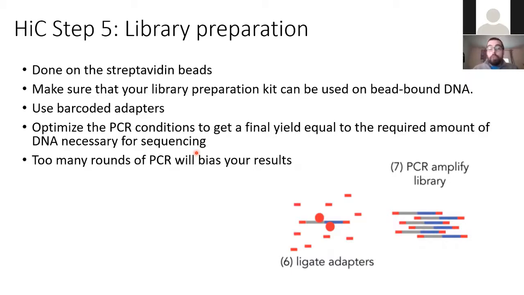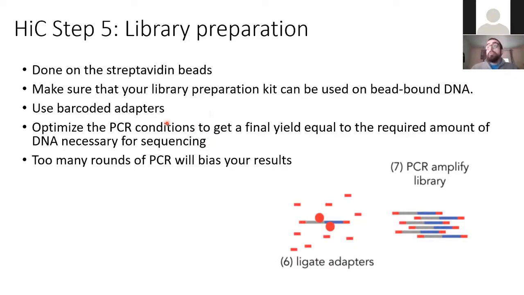So if you're not using a kit specifically for Hi-C, you want to make sure that the library preparation kit you're using can work on DNA that is bound to beads. And for the adapters, you want to use some with barcodes so that all of them can be sequenced in the same flow cell, which is going to reduce the cost of sequencing.